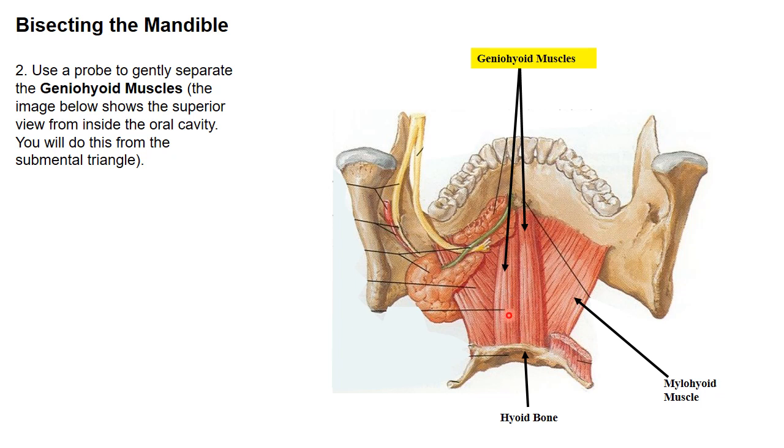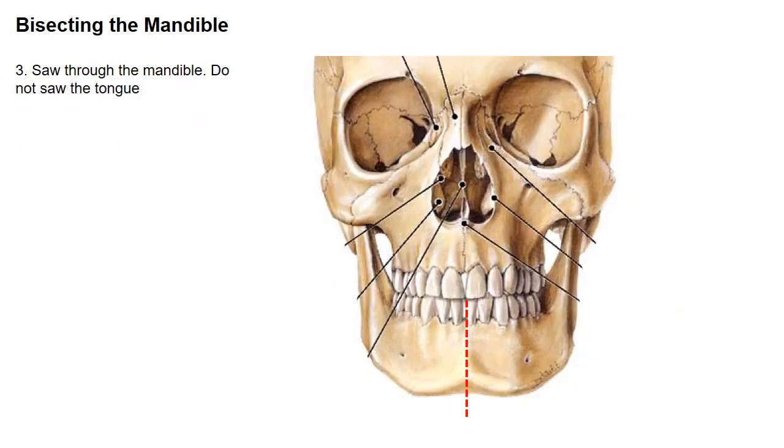Okay, but these are the geniohyoid muscles right there. And so the idea is to try to gently separate them from each other, keep them intact. And then finally, once all those soft tissues are eliminated, then we generally go in with a bone saw and saw through the mandible, but not the tongue.